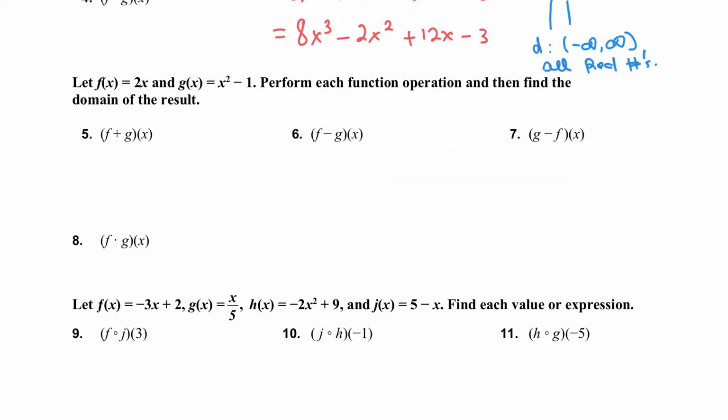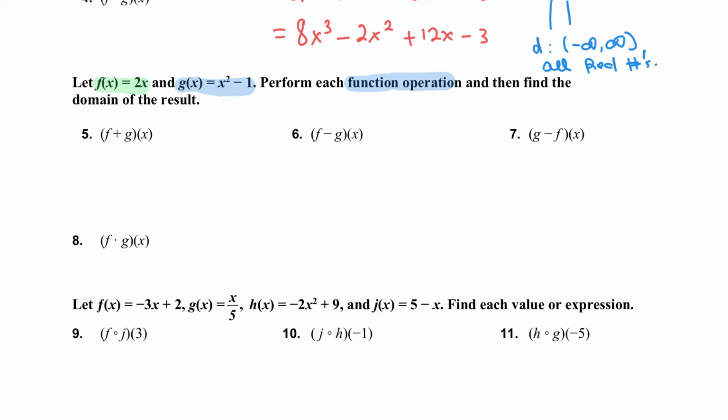At this time, I'm going to do number 7. Remember that you are using f of x, which is up here. It says let f of x equal 2x. In other words, function f is 2x. And they're saying to let g be x squared minus 1. And we're doing what we did before. We're going to perform each function operation and then find the domain.